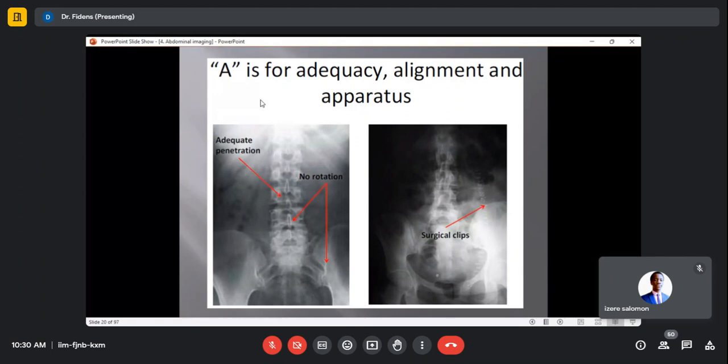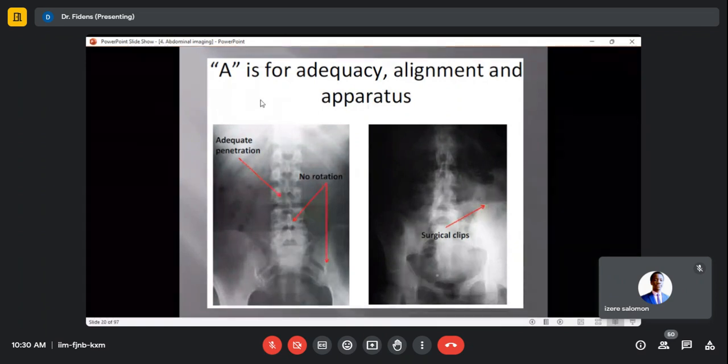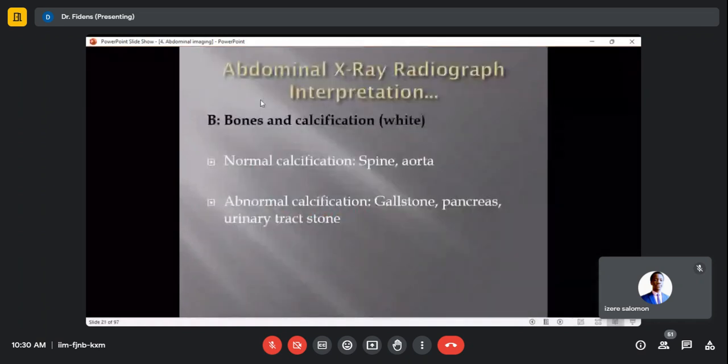That is technical. Alignment, still part of the technical apparatus, before you think of any disease. Okay, that's number one. Number B, it's about bones and calcifications.